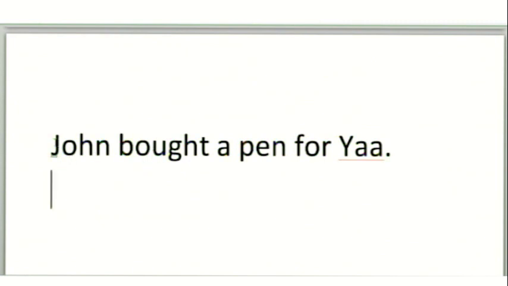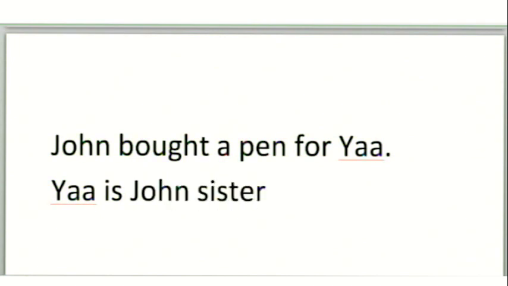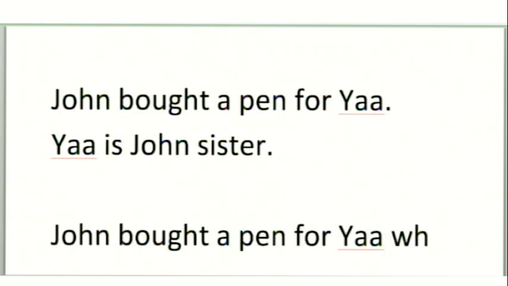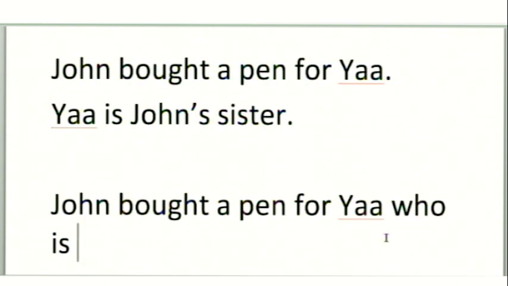Look at this sentence. John bought a pen for Ya. Ya is John's sister. Good. Now we are going to join this with the relative pronoun who. I believe the obvious sentence we'll write is that John bought a pen for Ya, who is his sister.